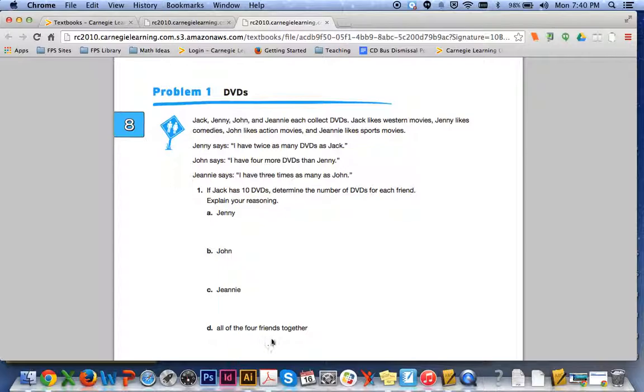Now what I'd like you to do is pause the video and complete problem D. What would all of the 4 friends together have? So calculate what all 4 friends together would have. When you're finished, unpause the video and move on.